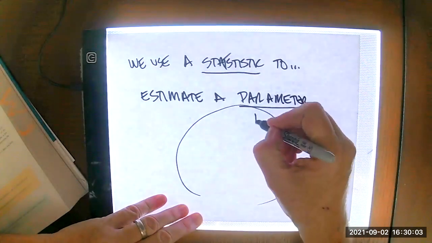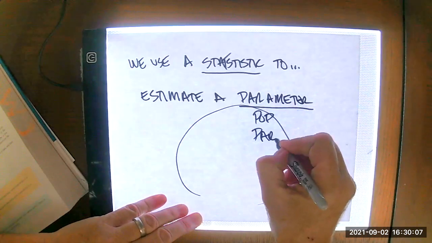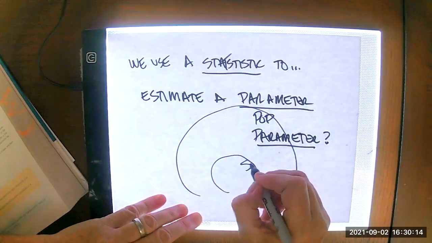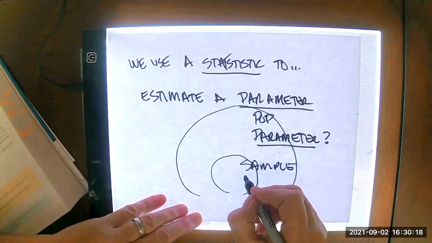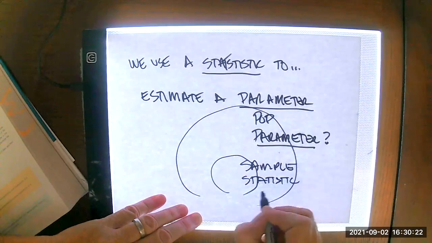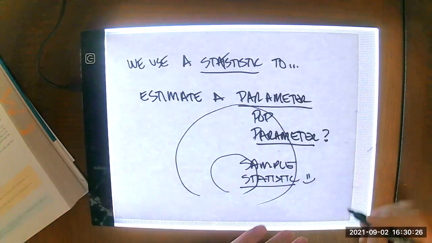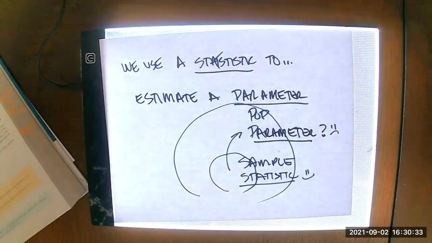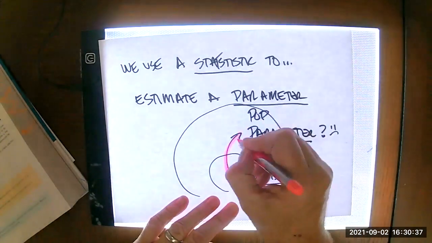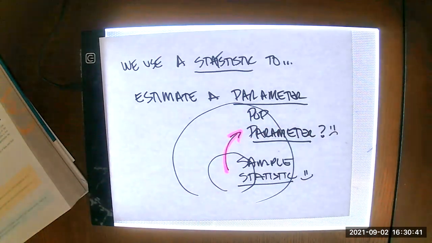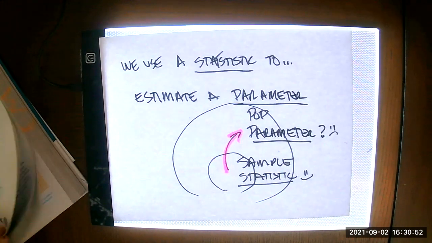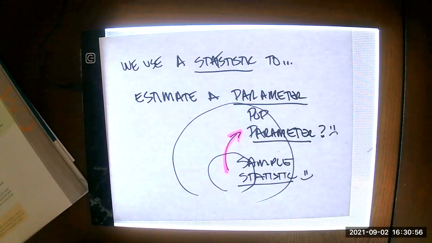Remember, populations are very, very large. It has an unknown parameter. My sample is very small. My sample has a known statistic. I have no idea what the parameter is, but I know exactly what the statistic is. What we want to be able to do is to extrapolate from the sample. We want to take that statistic and use it to estimate the parameter. And so it should be pretty clear that this is some sort of guessing game that we're going to be involved in. And that's really how this works.